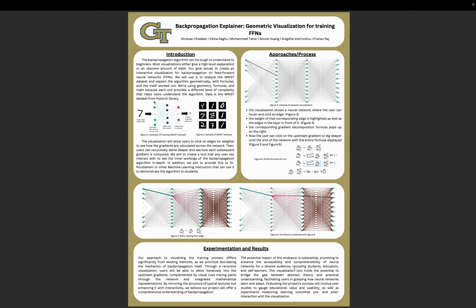Specifically, looking at the approaches, the visualization initially displays a neural network where the user can hover and click an edge. The weight of that edge is highlighted as well as the edges in the layer in front of it, as shown in figure 4. At the same time, the gradient decomposition formula pops up on the right, and the users can examine and understand both the local and upstream gradient. By clicking the upstream gradient, the recursive nature of the project is set in motion.